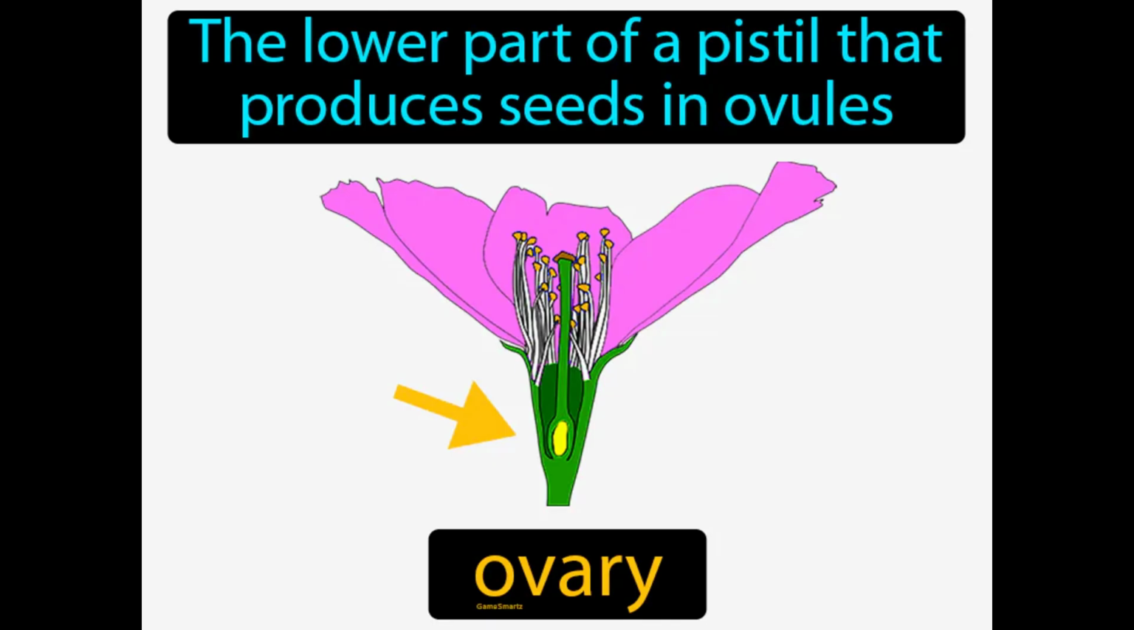The lower part of a pistil that produces seeds in ovules. Ovary. In science, an ovary is the part of a flower where seeds are formed.